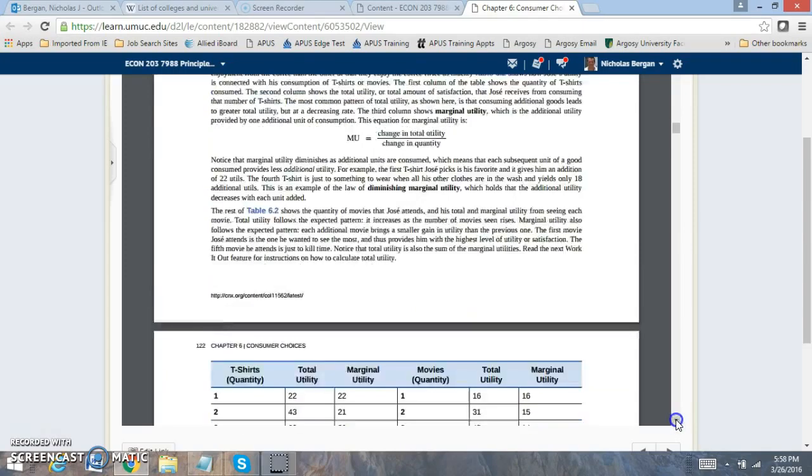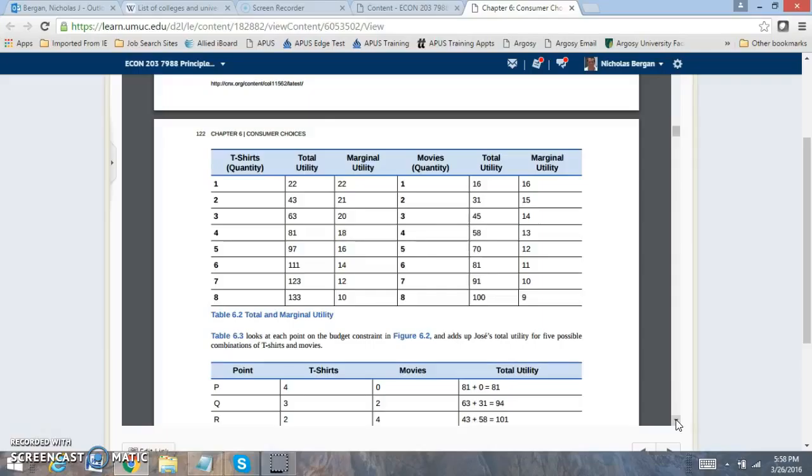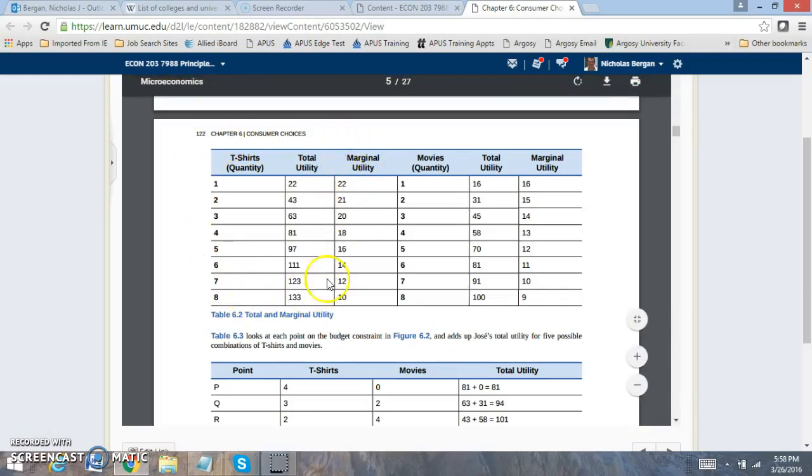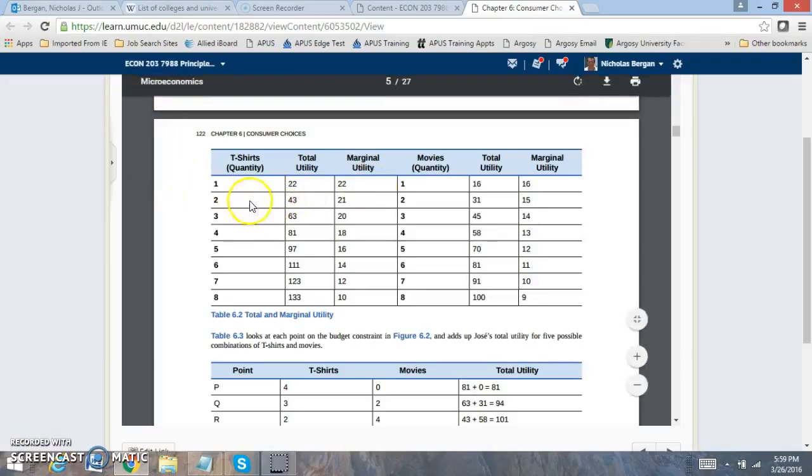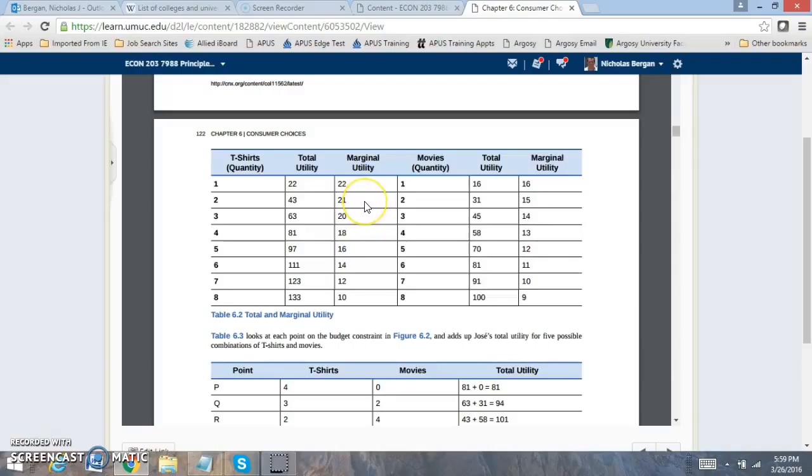If you look at, let me get a table here. If you look at this table, you're going to be looking at t-shirts, utility, and where should we stop consuming. So I just want to focus on these 3 columns. If you look at how many t-shirts you consume, if you consume 1 t-shirt, you get a total of 22 utils of satisfaction. From that 1 t-shirt, you get 22 utils. If you consume 2 t-shirts, you get a total of 43 utils of satisfaction. From the second shirt, you get only 21.